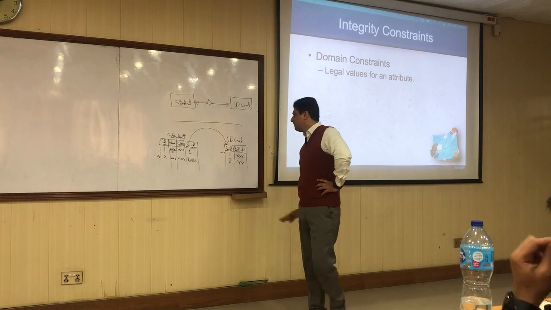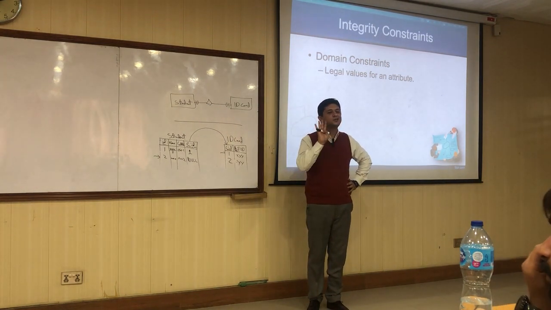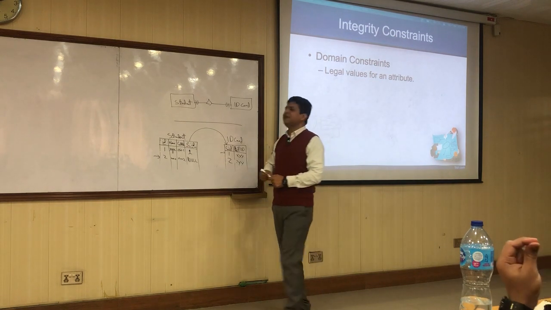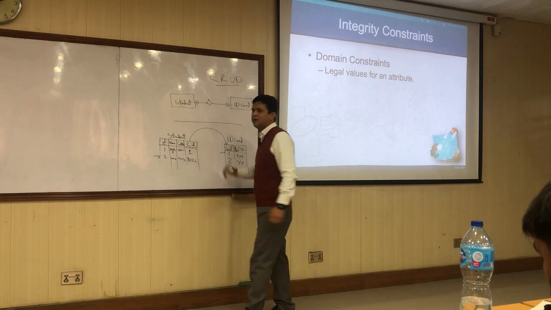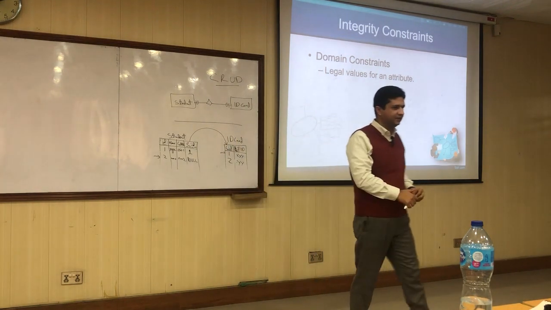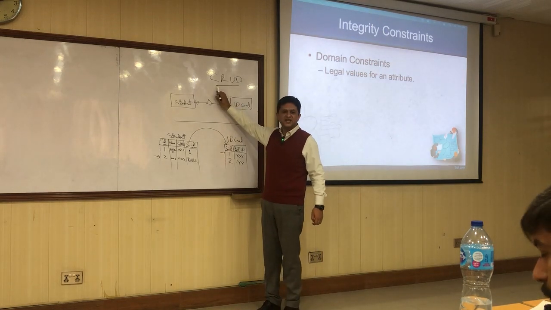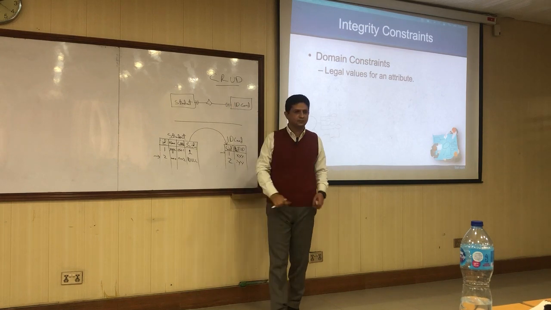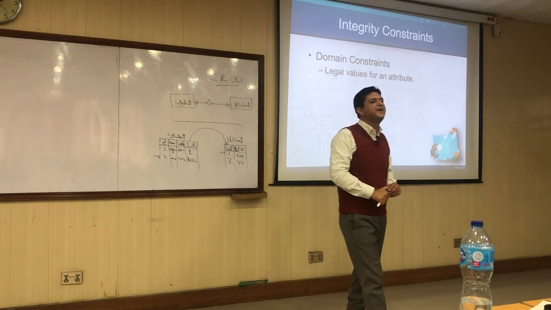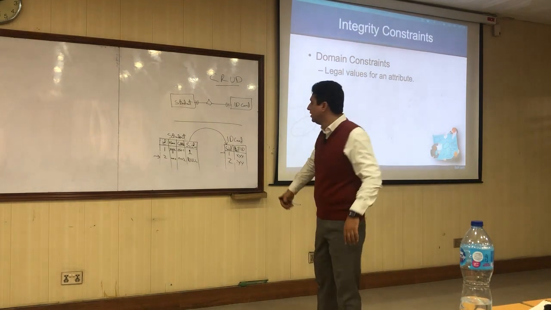Now we can apply 4 types of operations on the data that is stored in a database. They are commonly known as CRUD operations, C-R-U-D. You might have heard this name. So C is for creation, R is for retrieval, U is for updation, and D is for deletion. So these 4 things can be done on the data that is stored in a database.